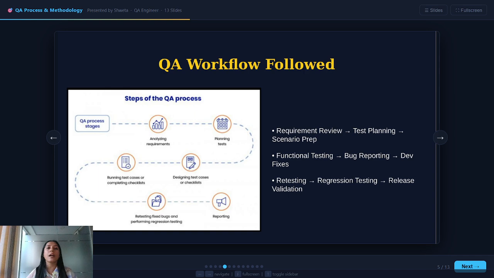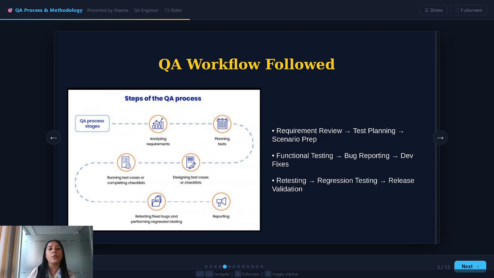After fixes are implemented, retesting and regression testing are performed. This regression testing process is very important because QA not only validates bug fixes but also ensures overall application stability after changes are deployed.